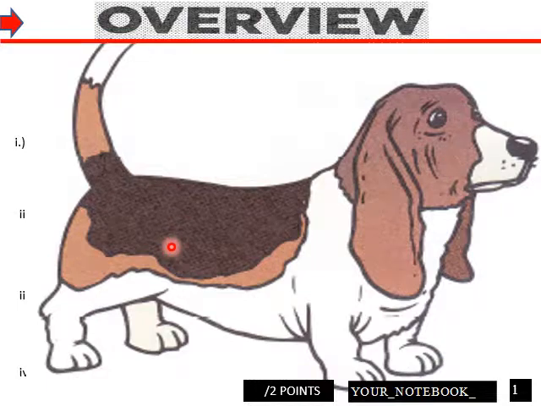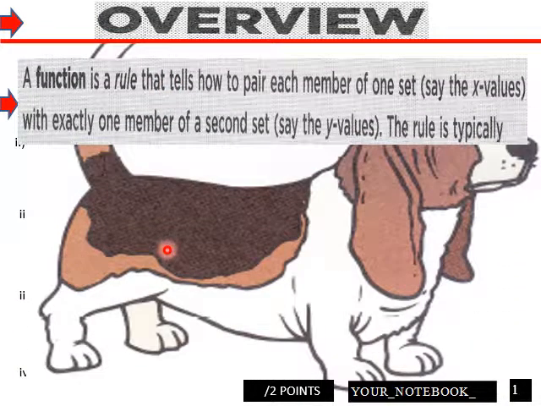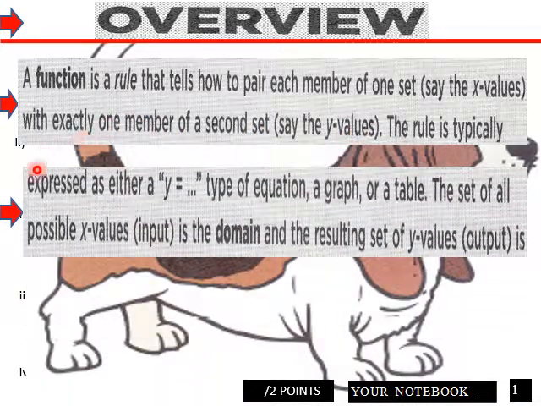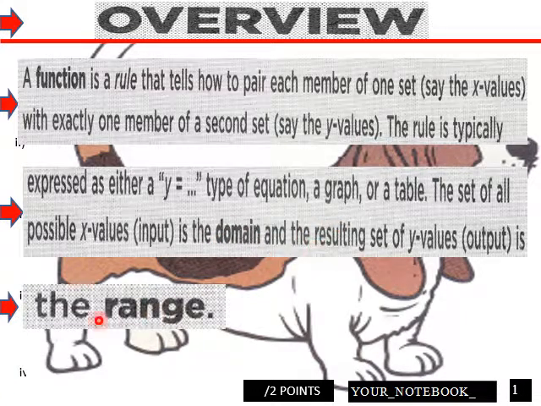For the beginning, we're going to do an overview of this first part 1. A function is a rule that tells how to pair each member of one set with exactly one member of a second set, say the y values. The rule is typically expressed as y equals some type of equation. The set of all possible x values, the input, is the domain, and the resulting set of y values is the range.